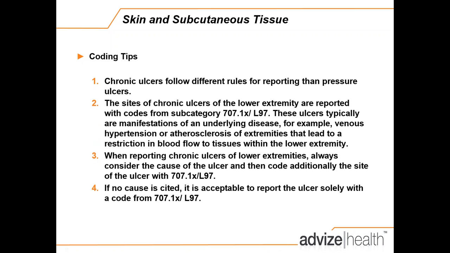Again, some more coding tips. Chronic ulcers follow different rules for reporting than pressure ulcers. Keep that in mind. The sites of chronic ulcers of the lower extremity are reported with codes from the L97 subcategory. These ulcers are typically manifestations of an underlying disease. So for example, you have venous hypertension and you have arteriosclerosis of the extremities that lead to the restriction of blood flow to tissue within the lower extremity. So that's a mouthful of information, but again, it's knowing the difference and what's documented.